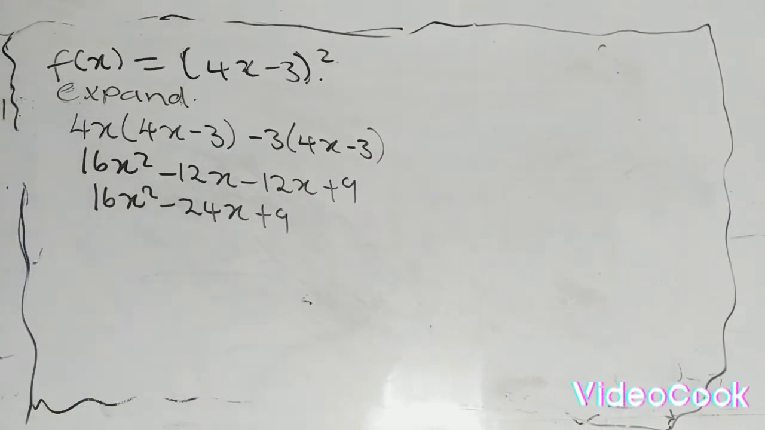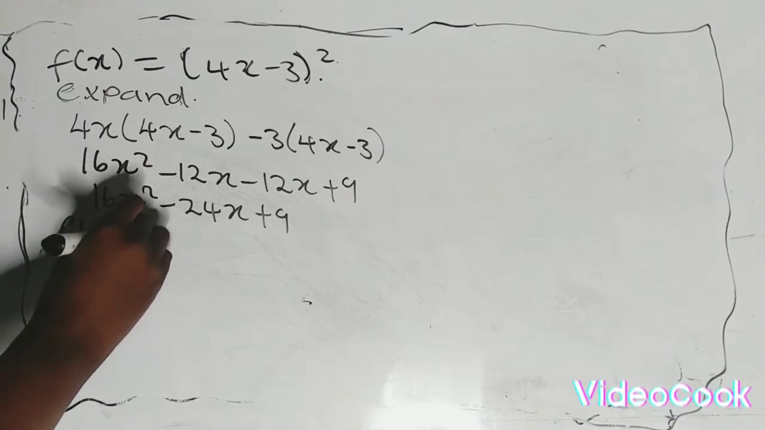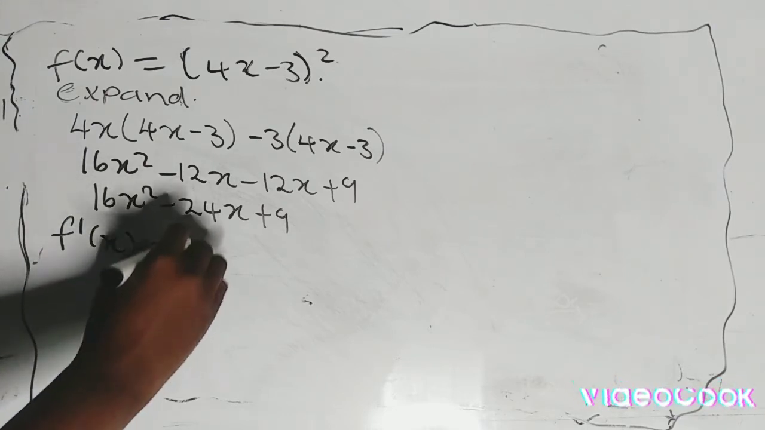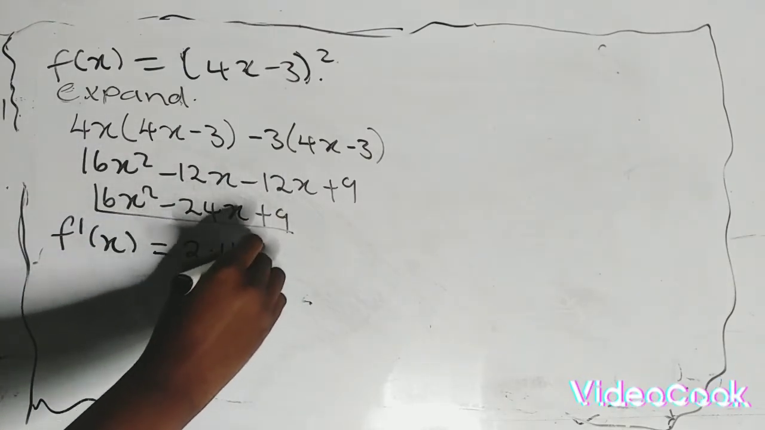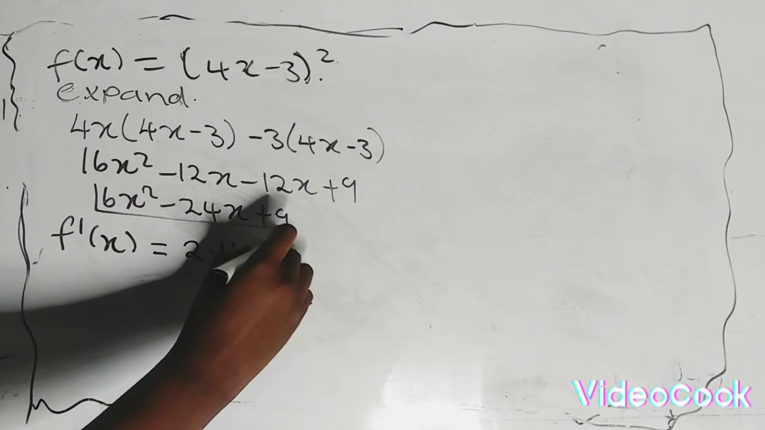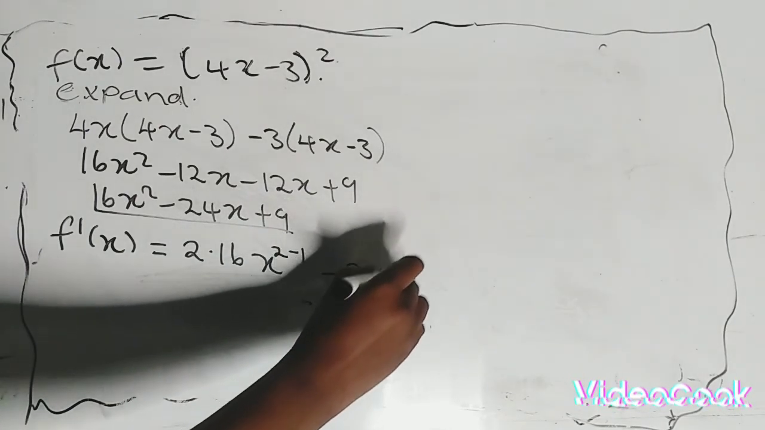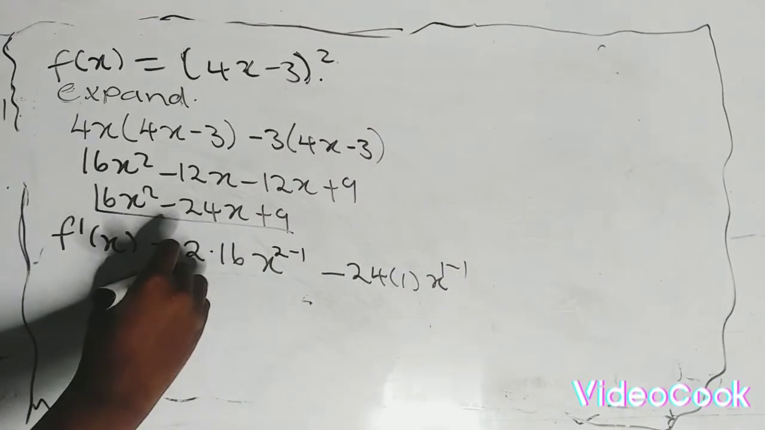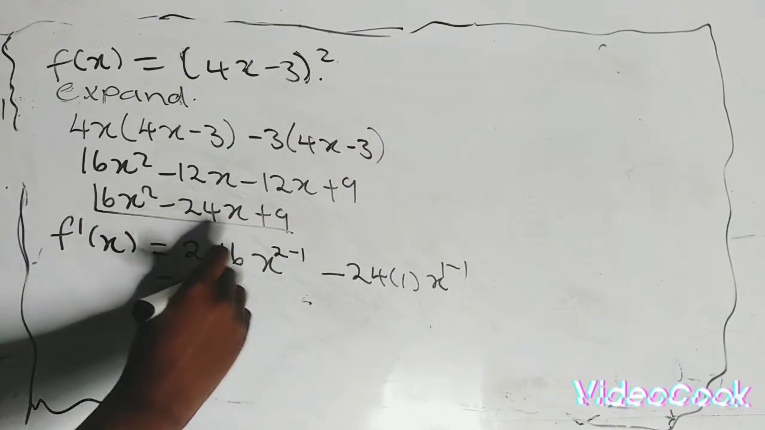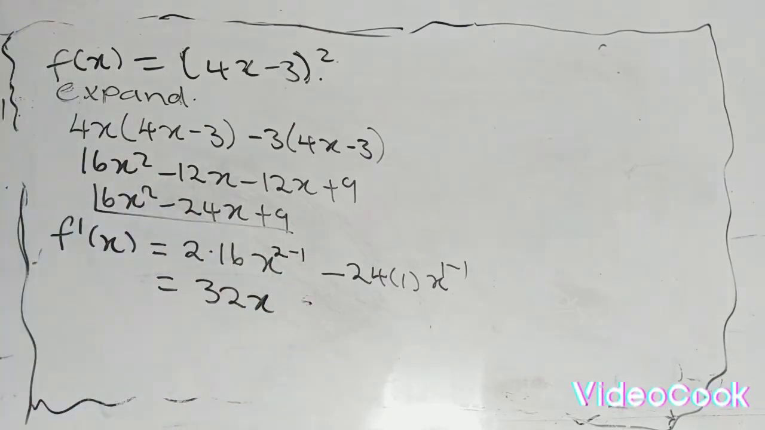So now, when it's like this, we can now find our gradient, which is going to be very easy. So we are going to drop a 2 there. So it's just going to be 2 times 16 and then x to the power 2 minus 1. For minus 24, we are dropping a 1, and we remain with x to the power 1 minus 1. 16 times 2, we are getting 32. 2 minus 1, there is just going to be 32x.